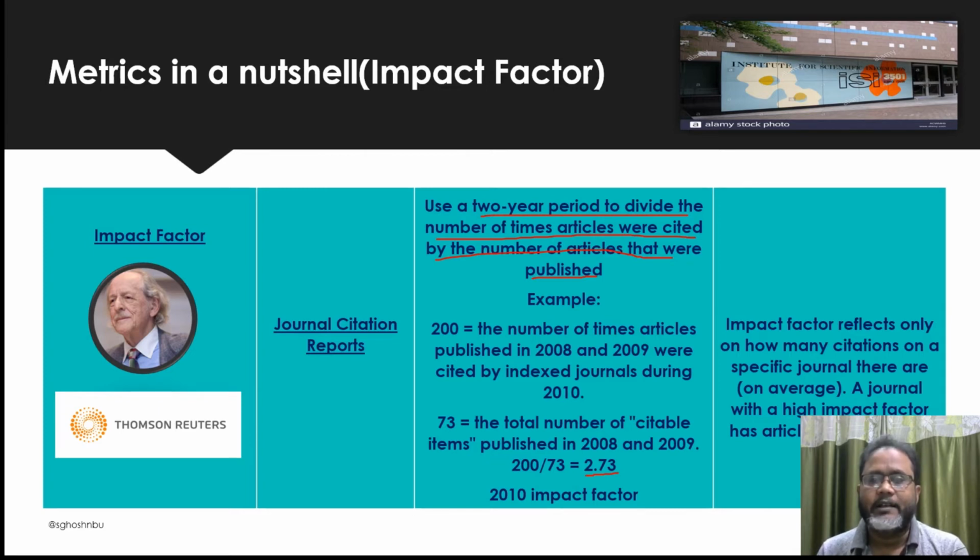by the indexing journal during 2010. 200 times these were cited. Any kind of journal, any kind of article, 200 times cited. So what you have to do is divide this 200 by 73. So your impact factor is 2.73. So the impact factor is how many citations a specific journal gets on average. A journal with high impact factor has a high article submission rate.